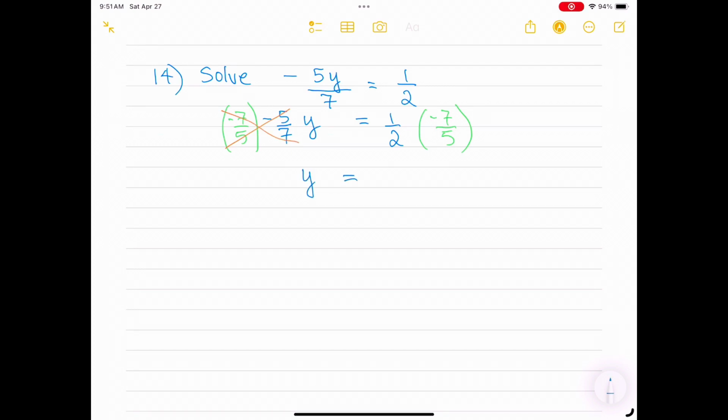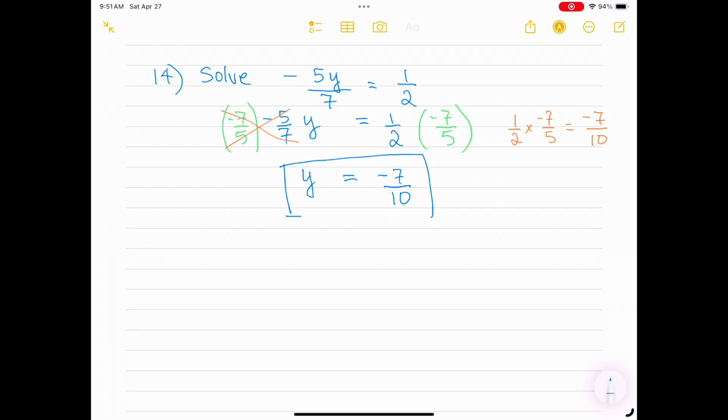On the left-hand side, the reciprocals cancel, leaving y by itself. And on the right-hand side of the equation, I have 1/2 times negative 7/5. And I multiply the numerator across to get negative 7, and the denominators multiply across to give 10. So y equals negative 7/10.